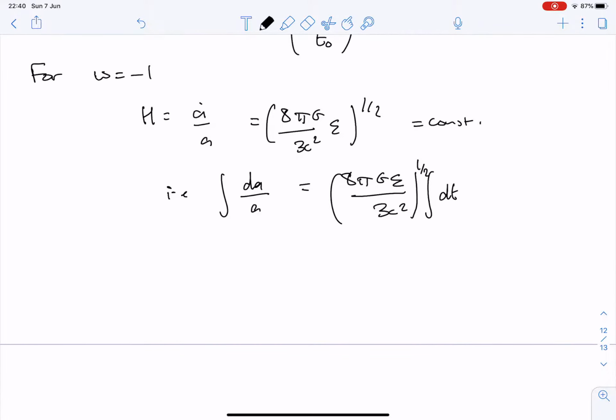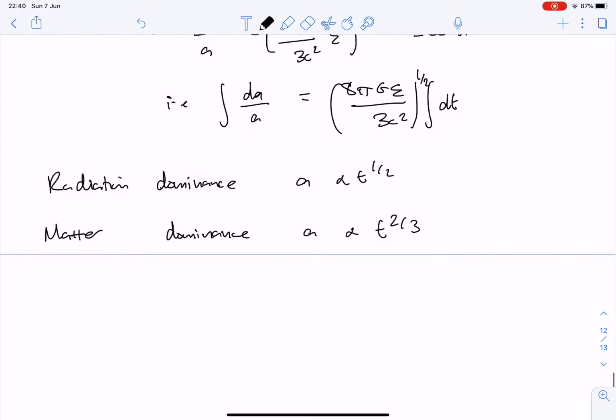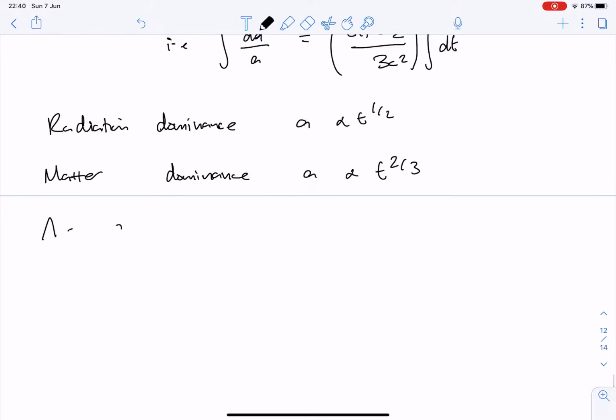And that means you can substitute in. So for radiation dominance, you have a proportional to t^(1/2). For matter dominance, you have a proportional to t^(2/3). And for lambda dominance, you have a proportional to e^(Ht).